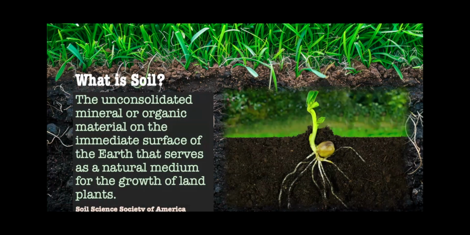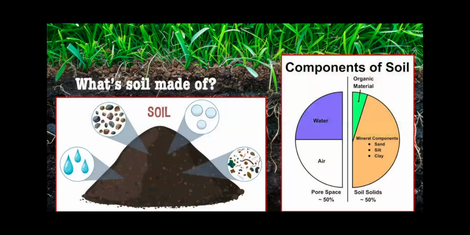This is a definition from the Soil Science Society of America. So basically, there's a lot of different definitions out there. It's basically the layer on the surface of the earth that is a place for plants to grow. They grow in the soil. There's a lot more to it than that, of course. A lot of things live in the soil, that we will also talk about. So that is on your crossword puzzle. That's the easy one. Okay, so what is soil made of?